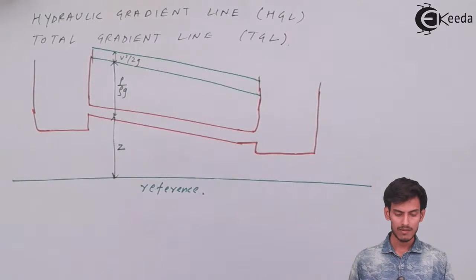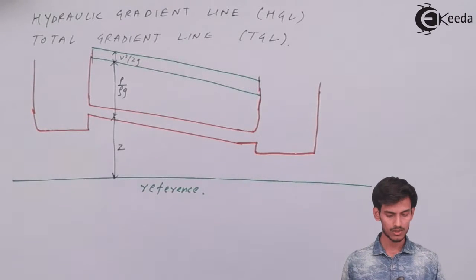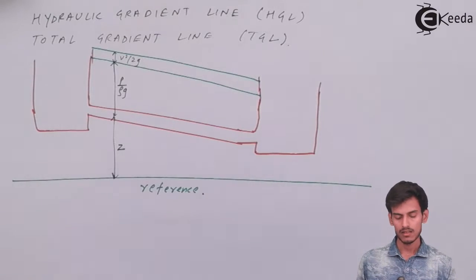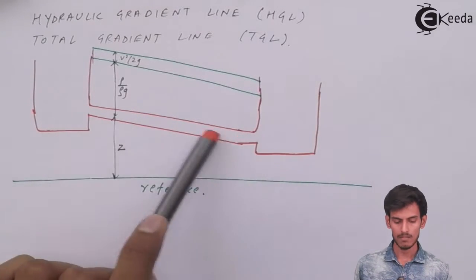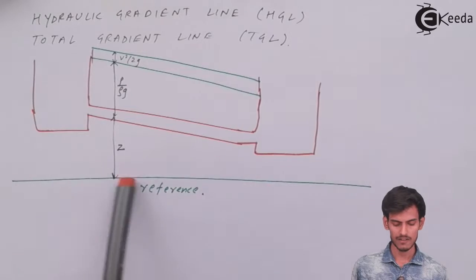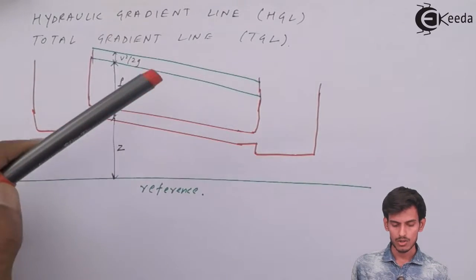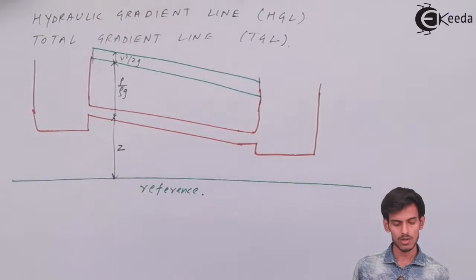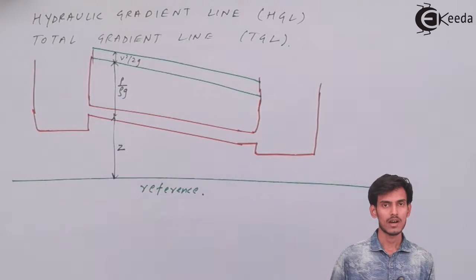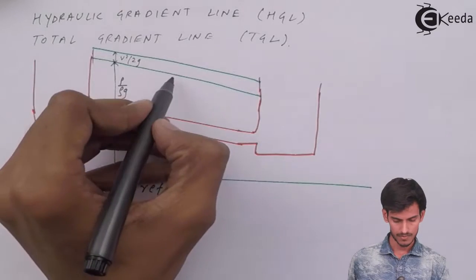As you can see in the diagram, I've drawn two tanks in red color. The tanks are connected by a pipe. I've selected a reference plane at the bottom. I've drawn two green lines. As you can see, the lower one is the hydraulic gradient line. I'll explain how and why it is the hydraulic gradient line.